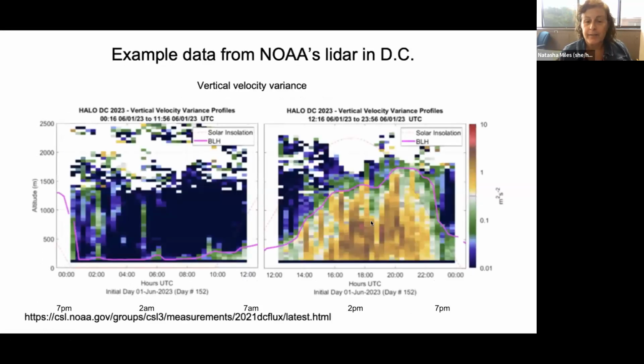And then the vertical velocity variance is what we have here. You can see this kind of picks up the boundary layer depth a little better than the backscatter did in the previous plot. Yeah, you can see the pattern there.